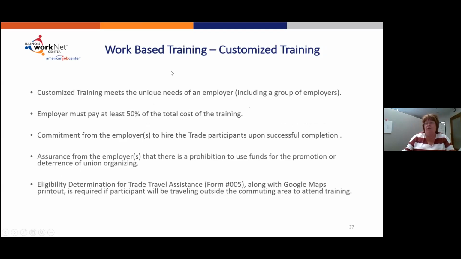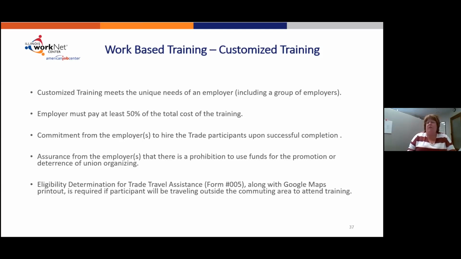There's customized training. We've not seen anyone request customized training. I mean, it is an option. Customized training basically meets the needs of a specific employer or a group of employers, and the employers must pay at least 50% of the total cost of the training, and they have to provide a commitment to hire those participants upon successful completion of that training.